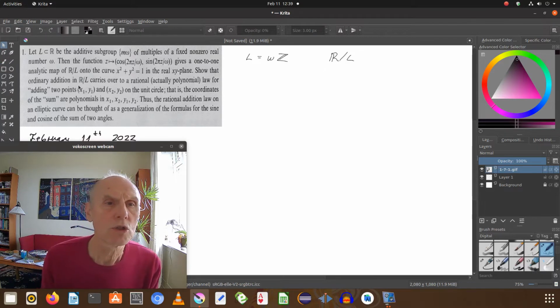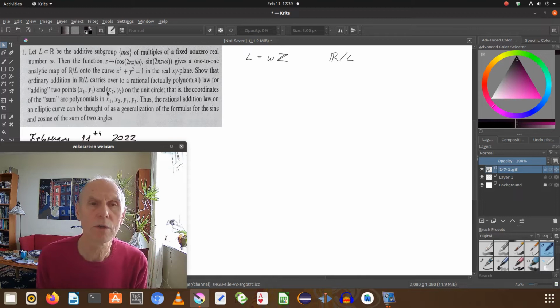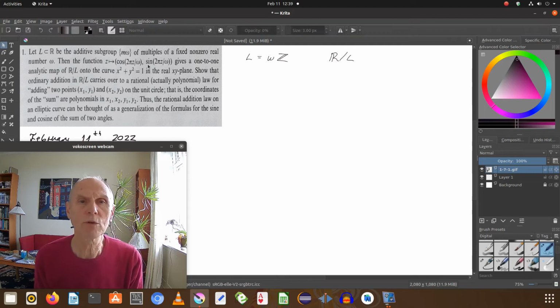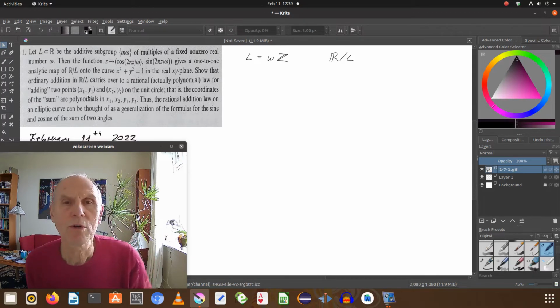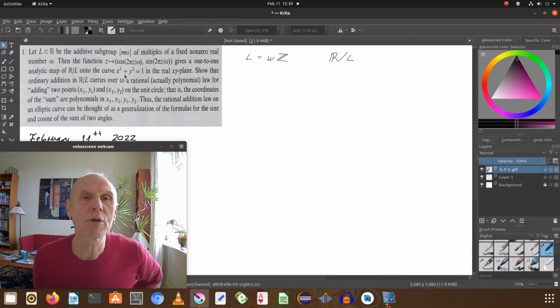Now, show that it carries over to a rational law for adding two points on a unit circle. So adding, of course, equals adding of angles, but we have to use that to get the addition law on cosine and sine. So how can we geometrically add? That must be by rotation.